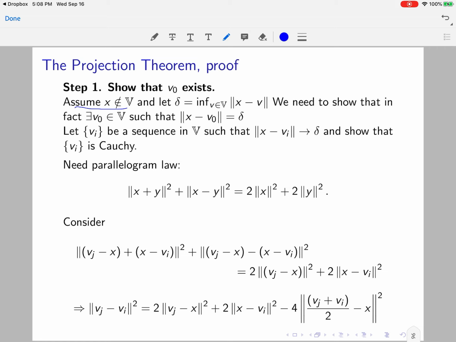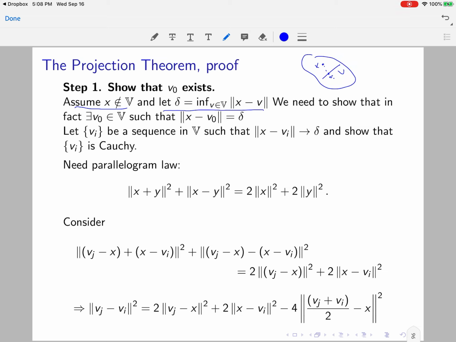First of all, assume that x is not in V. Because if x is in V, here's V and x is outside of here, but if x is inside of V, then of course v naught would just be equal to x. All right, so we'll assume that x is not in V, and now we're going to let delta be the infimum over all v in V of the norm of v minus x.